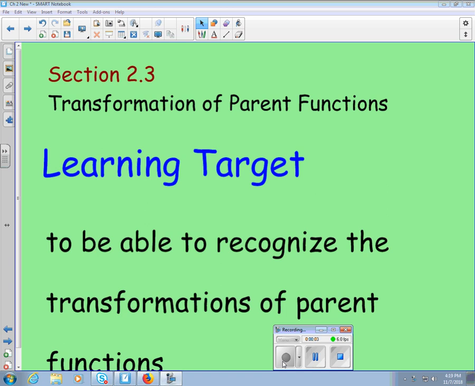Welcome to the next section, which is 2.3. Yesterday we started talking about parent functions and their domain and range. Now we're going to learn more about the children of the parent functions.